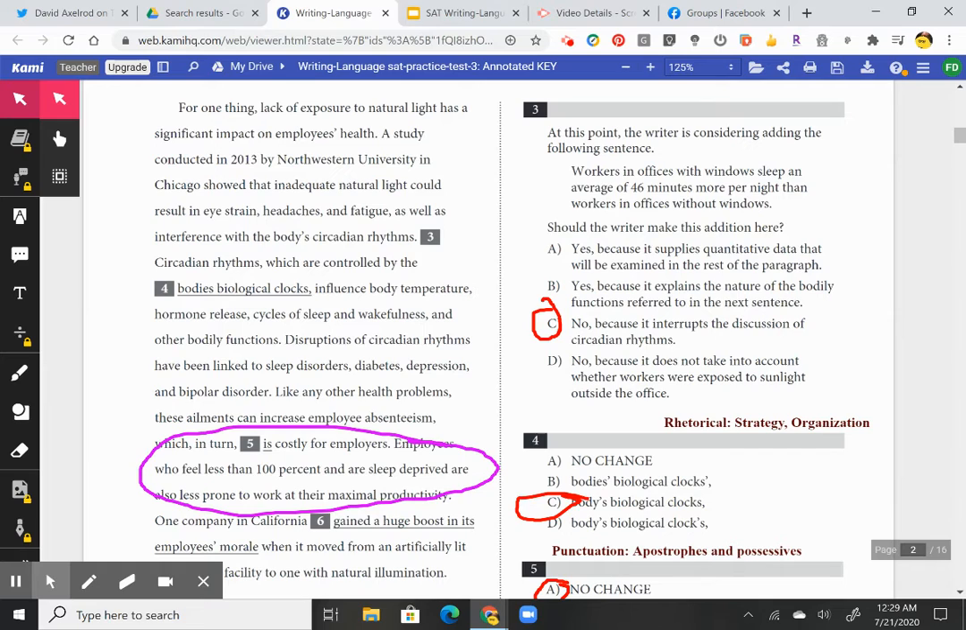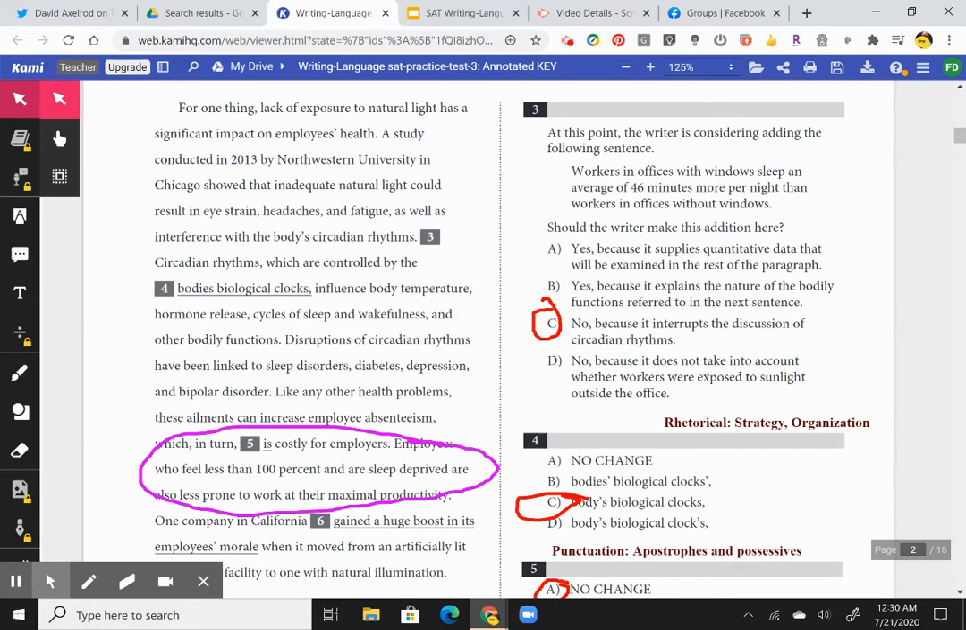Again, another rhetorical question with number 3. At this point, the writer is considering adding the following sentence: workers in offices with windows sleep an average of 46 minutes more per night than workers in offices without windows. Should the writer make this addition here? So they're talking about lack of exposure to natural light as a significant impact on employees' health. A study conducted in 2013 by Northwestern in Chicago shows that inadequate natural light can result in eye strain, headaches, and fatigue, as well as interference with the body's circadian rhythms.